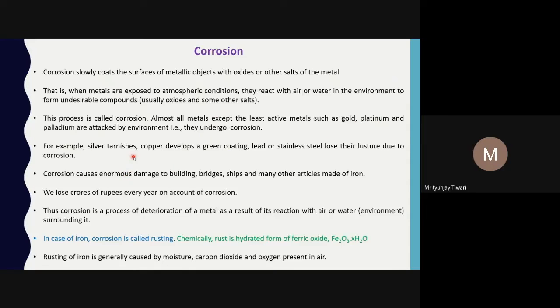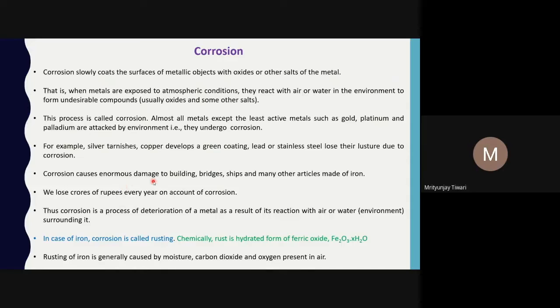For example, silver tarnishes. We have seen the black coating on the surface. We might have seen silver becomes black after a certain time. Copper develops a green coating. So silver develops a black coating, copper develops a green coating, and lead or stainless steel loses its luster due to corrosion. These things we have already seen, and might also have observed.